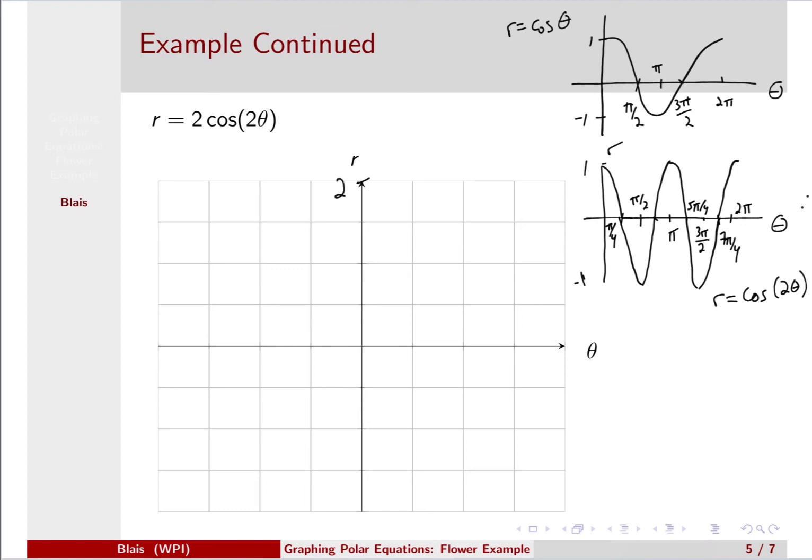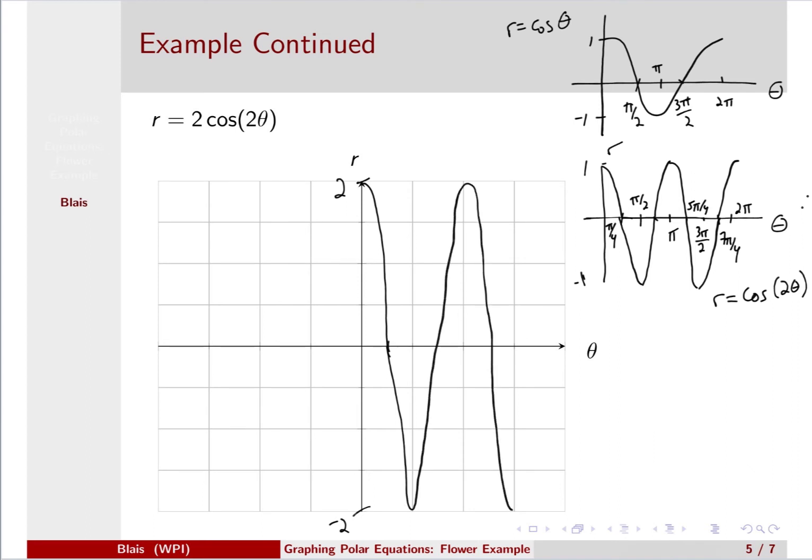So if this is 2 and this is minus 2, we have a root here at, say we have this as pi over 4. Here at pi over 2. So we look something like this.